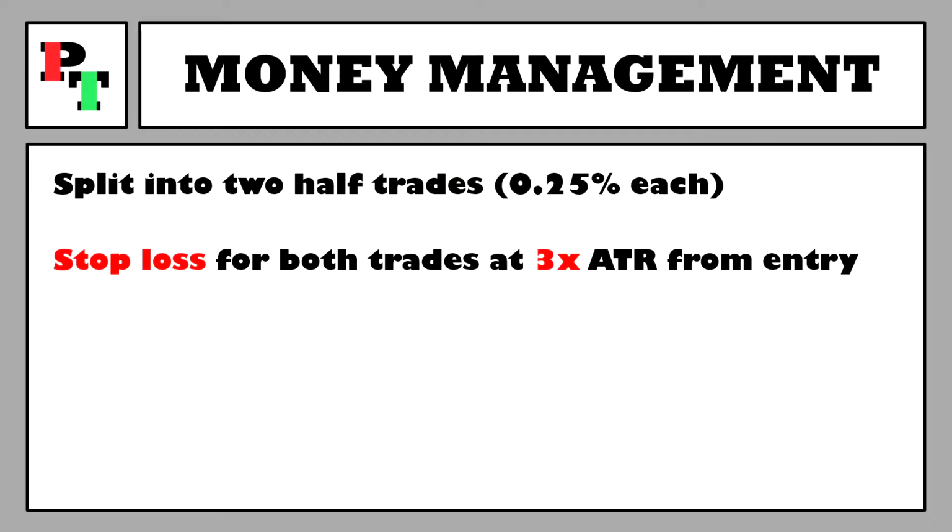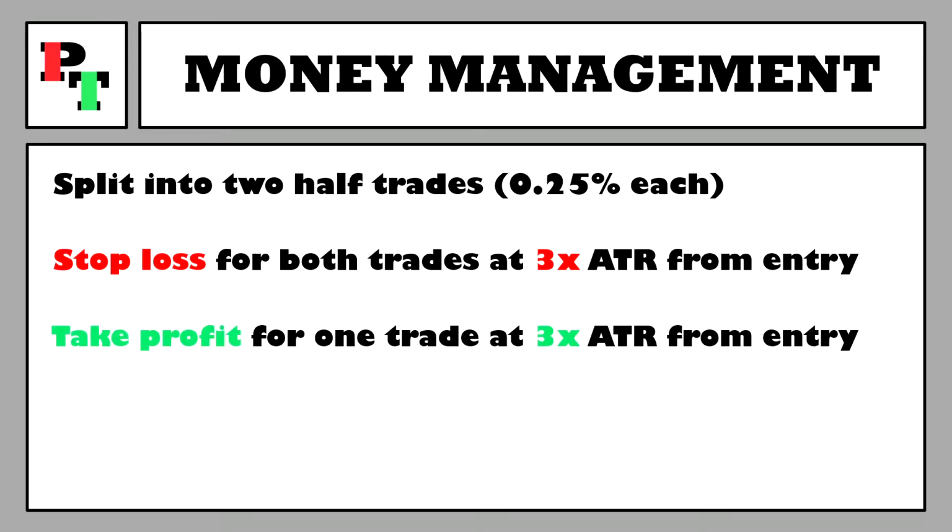For both our half trades, we'll be setting our stop loss 3 times the ATR value from our entry price. It might seem a little wide, but trust me on this one, we do want to give them room to move. For our take profit, we'll be setting one of our half trades at 3 times ATR from our entry price, so that will mirror the stop loss distance.